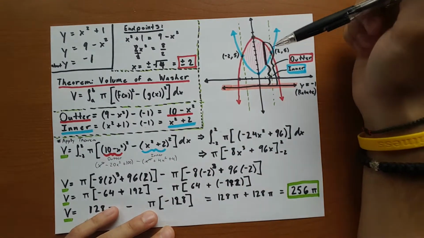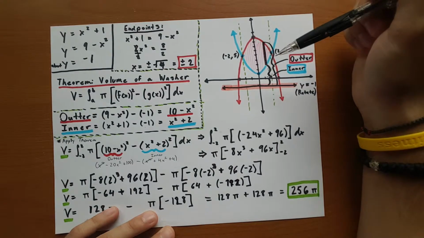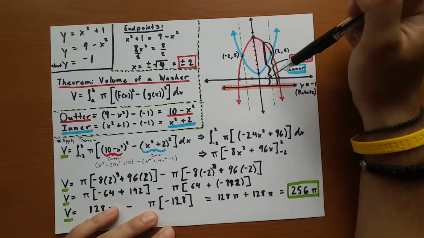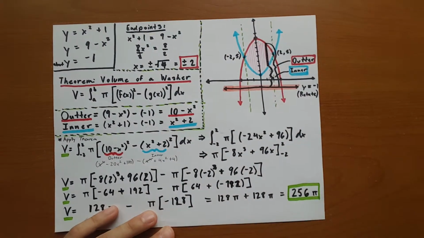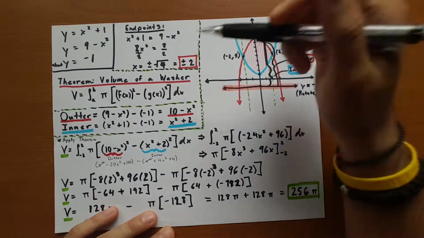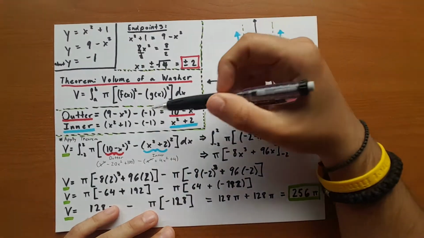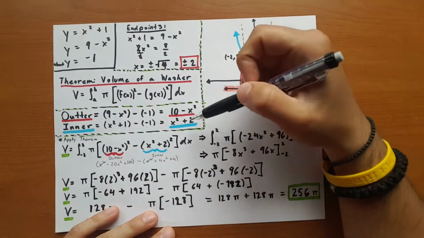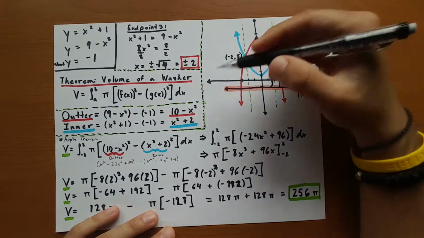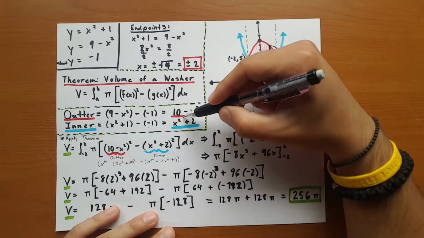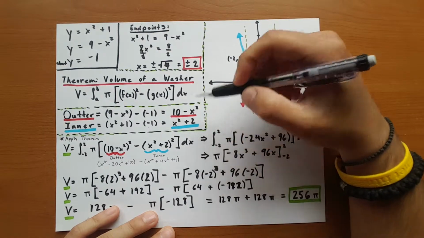And then I just apply the same thing for the inner radius. So I took the function x squared plus 1, then I just subtracted that by -1. So you're just adding 1 to each one. And then that's where I got x squared plus 2. So now this is my outer radius, and then this is my inner radius.